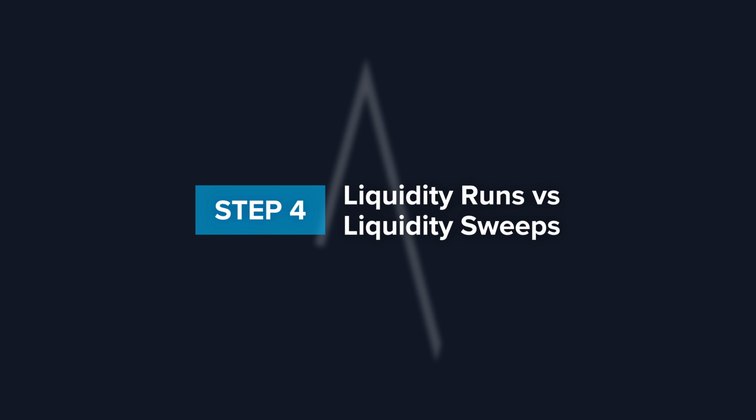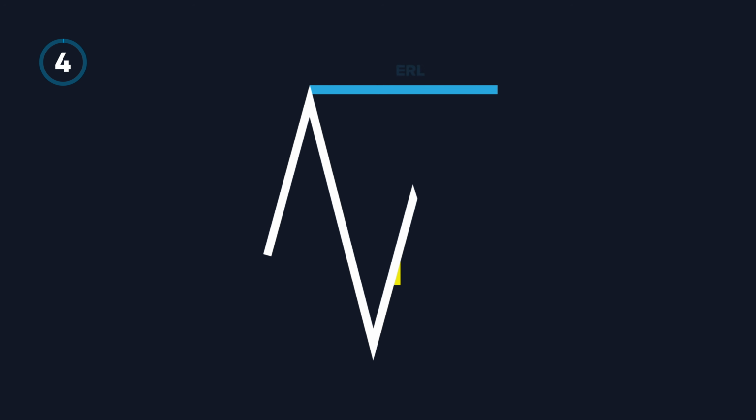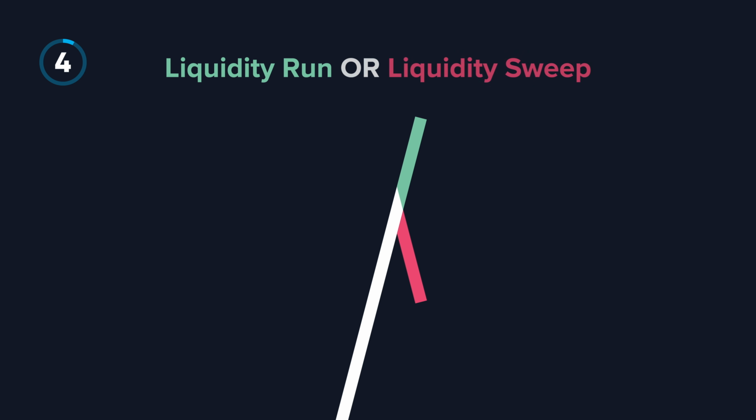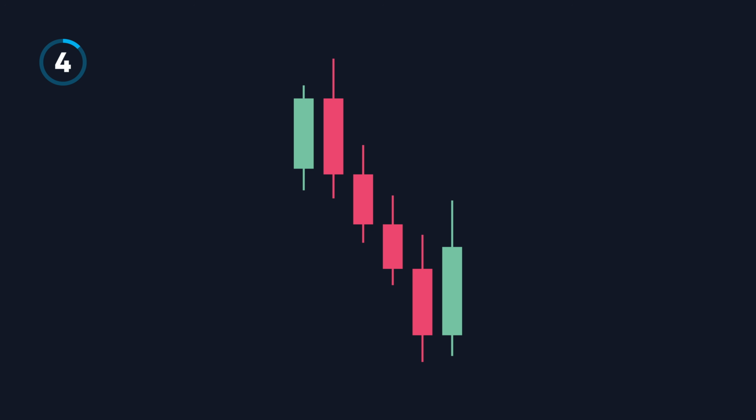So now it's time for the next step, which involves understanding the difference between liquidity runs and liquidity sweeps, and more importantly, how we can predict which of the two is going to happen. When the price attacks an external range liquidity level, which is either a previous swing high or a previous swing low, it can do one of two things. The first option is for it to continue in the same direction, which is what we call a liquidity run, and the second option is to create a reversal, which is what we call a liquidity sweep. This might seem simple at a first glance, but understanding what price is going to do at a liquidity level is where most traders struggle. So let's start by looking at liquidity runs first.